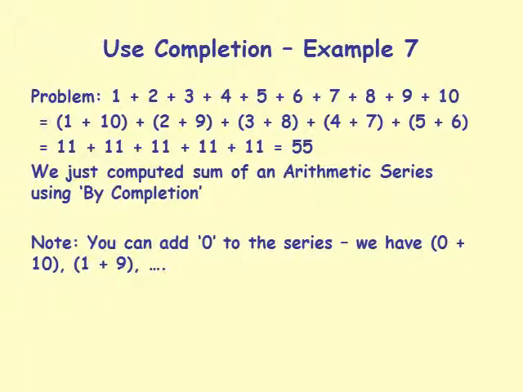And if you really wish to add just 10s instead of 11s, you could add 0 to the left. You can add 0 to the series. We have 0 plus 10 plus 1 plus 9 and so on, which gets you into 10 plus 10 plus 10 plus 10 plus 10 and 5. Okay? So 55.